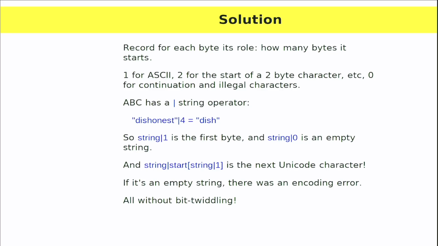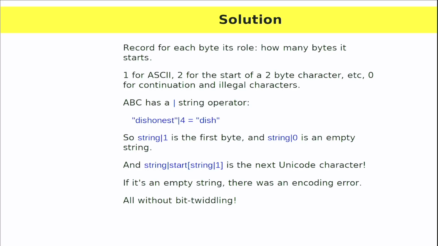So anyway, my solution was for each byte, and there are only 256 of them, so just an array. Set in the array how many bytes that character starts. So for ASCII, it's just a 1-byte representation. It's 2 for the characters that can start a 2-byte character, and so on, and 0 for continuation and illegal characters because they don't start any characters.